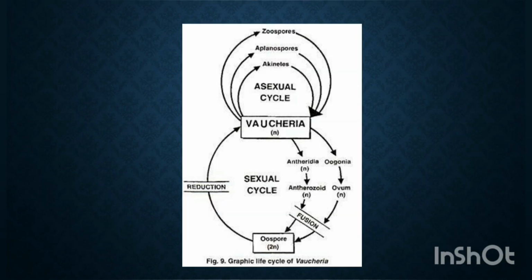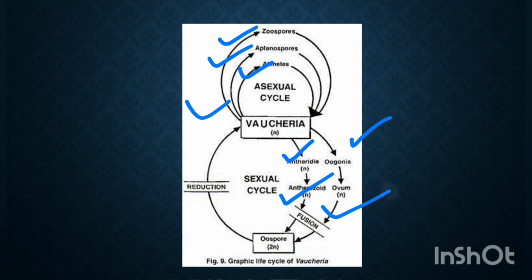So they reproduce asexually by forming zoospores, aplanospores or akinetes. Vaucheria produces antheridia and oogonia. During sexual reproduction, antheridia form antherozoids and oogonia form ovum. They fuse with each other to form a zygote. Then the oospore undergoes meiosis to form haploid cells. Those haploid cells undergo germination to form a new Vaucheria filament.